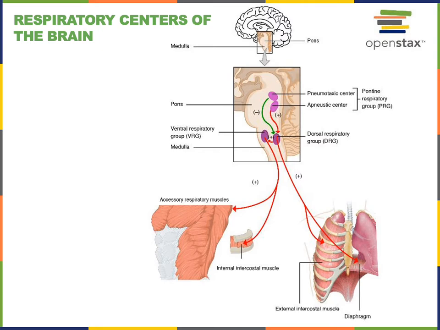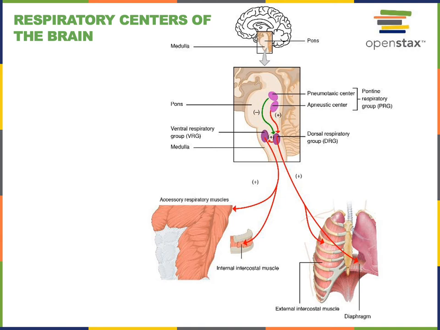Pulmonary ventilation is normally regulated subconsciously with an involuntary mechanism coordinated by respiratory control centers of the brain stem. These control centers are found specifically within the medulla oblongata and the pons.